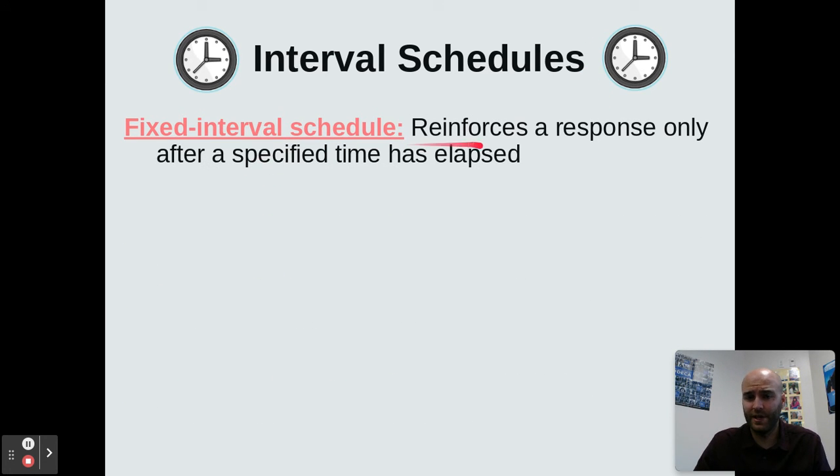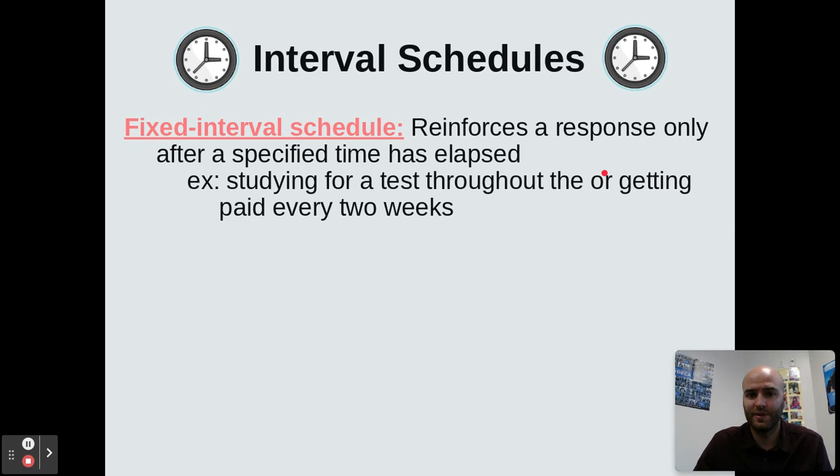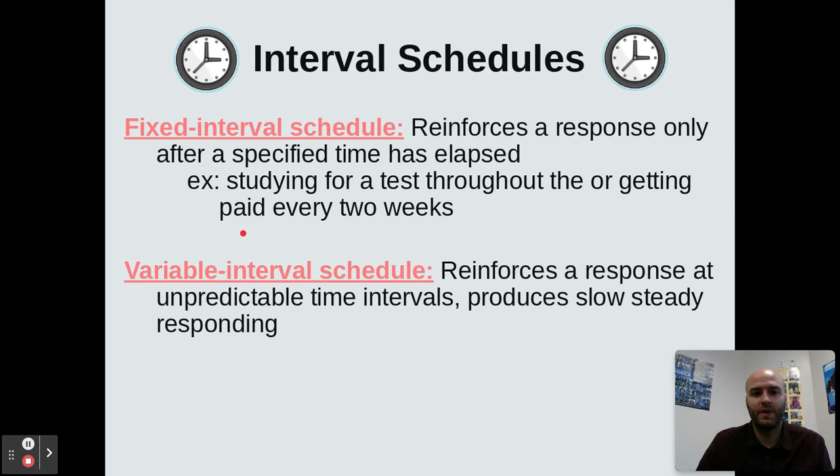A fixed interval reinforces a response only after a specified time has elapsed. Okay? You're studying for a test throughout the week, or you're getting paid every 2 weeks. So think about studying for a test throughout the week. Let's say you're studying on Monday, your test is Friday, that your studying is going to be reinforced after a certain amount of time has passed. If you're working and getting paid every 2 weeks, your work is going to be reinforced after that specific amount of time. It's a fixed interval, fixed time.